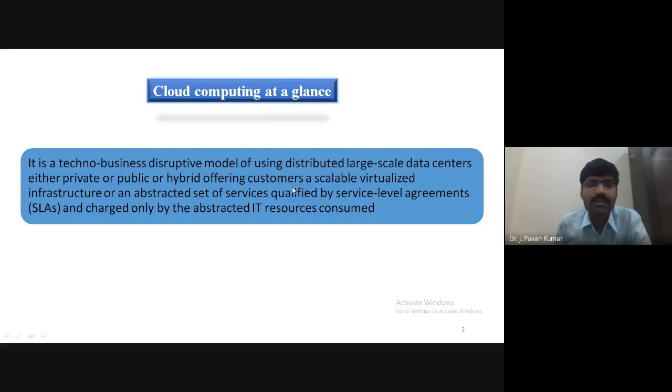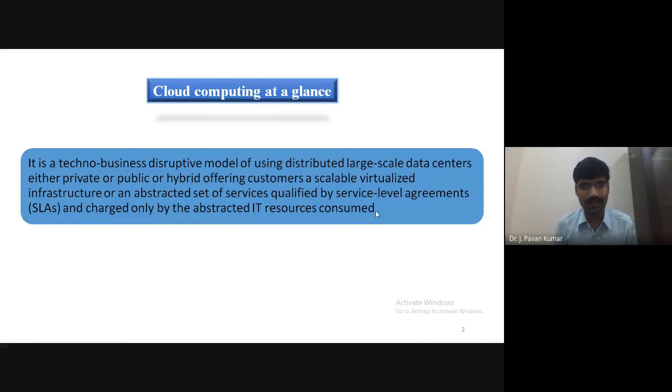These can be like some software also, which we can provide as a service. Such kinds of services we can offer by service level agreements. This is SLA, service level agreements, in the sense of up to what time, what is the duration to be used, and what is the capacity, what kind of computing resources, what kind of storage resources, what kind of connecting devices you want to use. These are all part of service level agreements, called SLAs. And charged only by the abstract IT resources consumed. Whatever resources we consume, for those only we have to pay, that is pay per use.